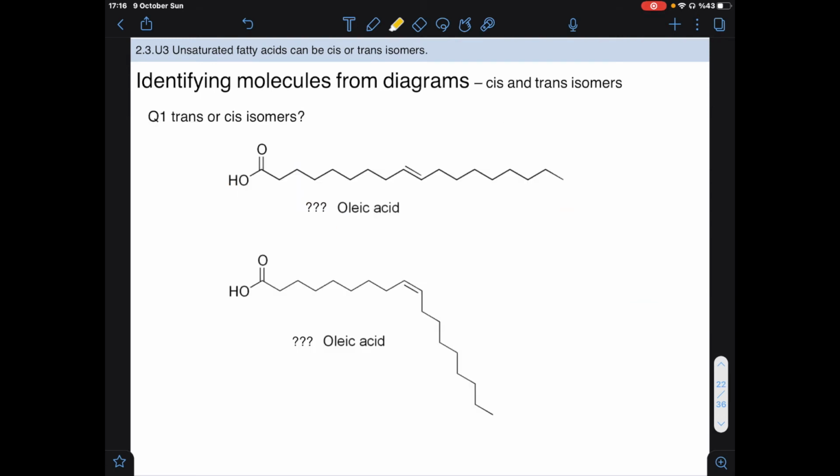Okay, now let's move on to another question. Which one is trans? Which one is cis? So let's look at the first one. It does not bend. It has a double bond, but it does not bend. So this means that it's a trans isomer, because since it's very densely packed and the hydrogen atoms are in alternating sides, it cannot bend. But here we see the double bond and it does bend. So this means that it is a cis isomer.